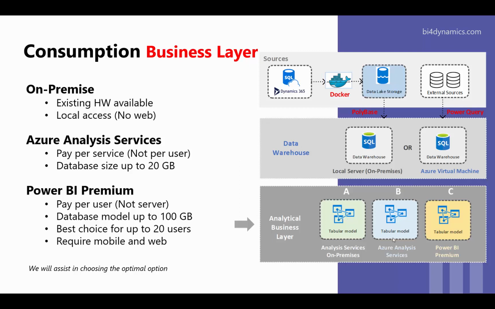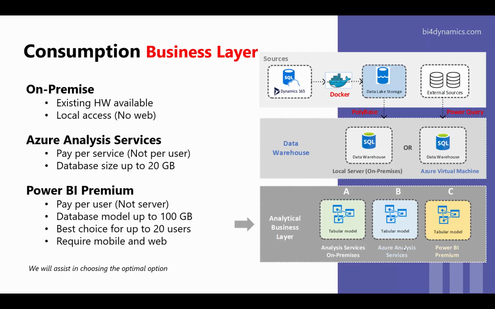Another option is that you can use Analysis Services hosted by Microsoft. So in this case, you will pay per service. It's a good choice when you have a lot of users, but they are not that heavy users. Also the analytical database is up to 20 GB. If we have an analytical database of 20 GB, that would mean your source NAV or BC database would be about 150 GB. So that's a lot of space.